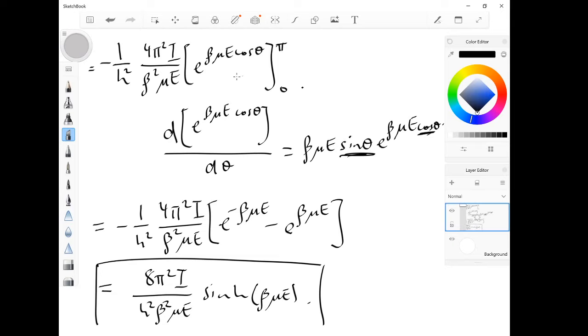If you're still unsure about this integration, you can do a change of variables where x is equal to cos theta, and then dx is equal to sine theta d theta, and then you just substitute it in and integrate. It's not too hard.